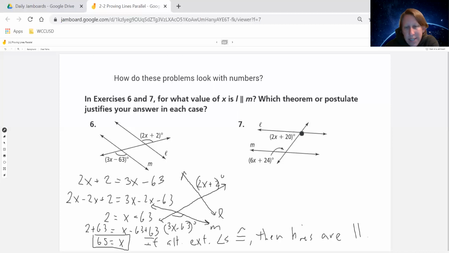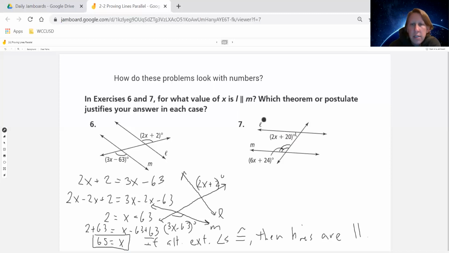Okay, this one, same idea, except I'm not going to set these equal to each other because this one is small and this one is big, right? This is an acute angle and an obtuse angle. So if I try to say they're equal, that wouldn't really make sense.